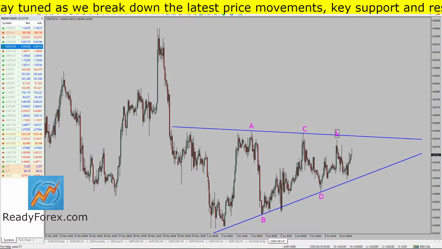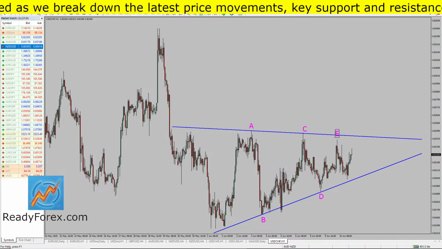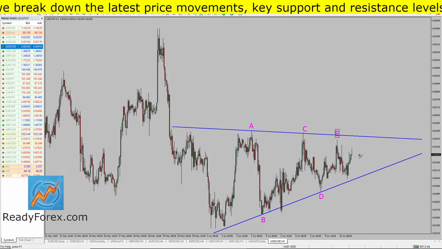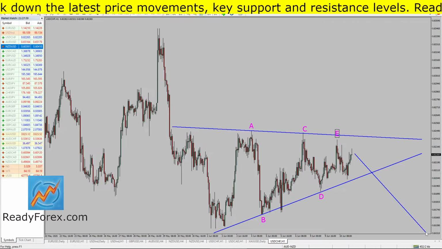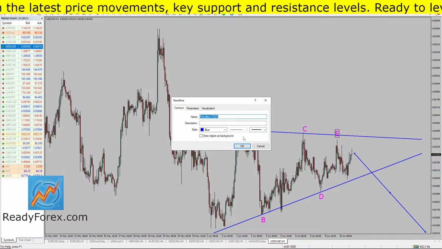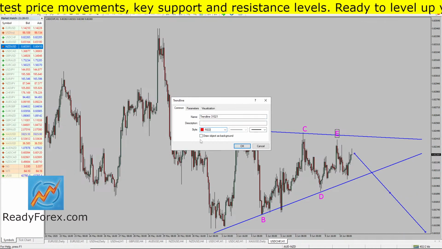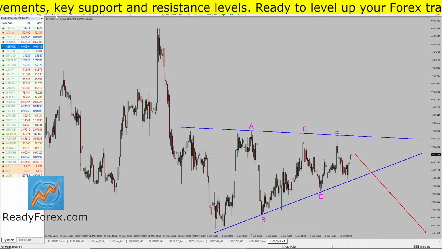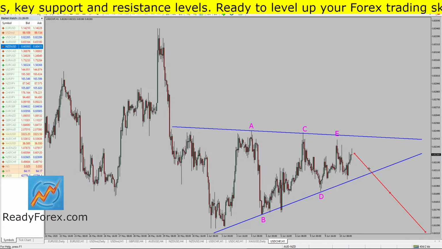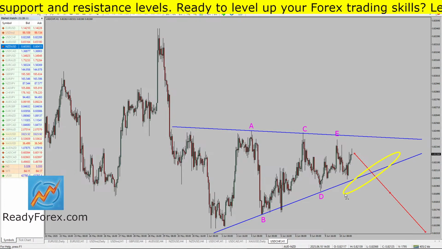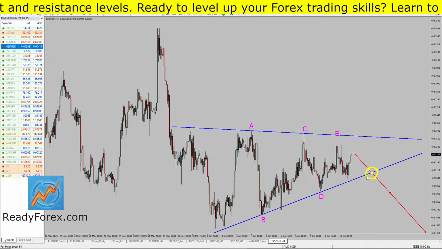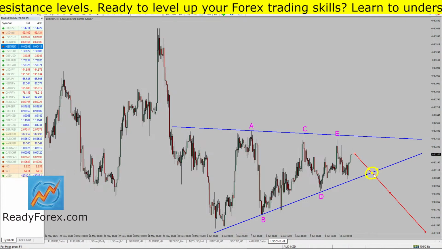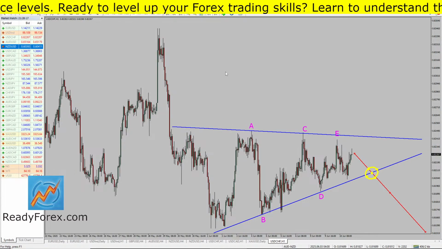not just jump into the market. Okay, we need a breakdown in price action. So I'm waiting for the price action to break out of this bearish triangle pattern. The overall trend is down.